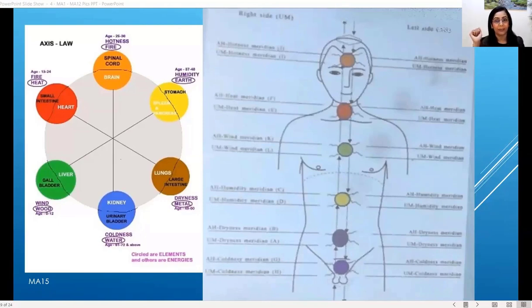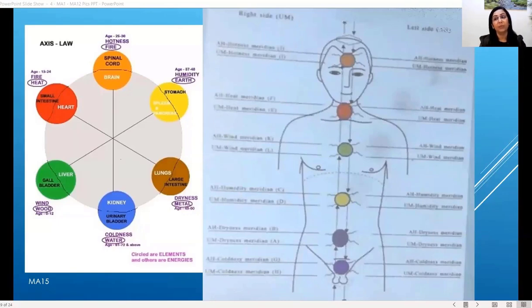gallbladder meridians. The front heat chakra is the heat chakra, which supplies energy to both the left and right heart meridians, while the back heat chakra is the heat chakra, and it supplies energy to both the left and right small intestine meridians.